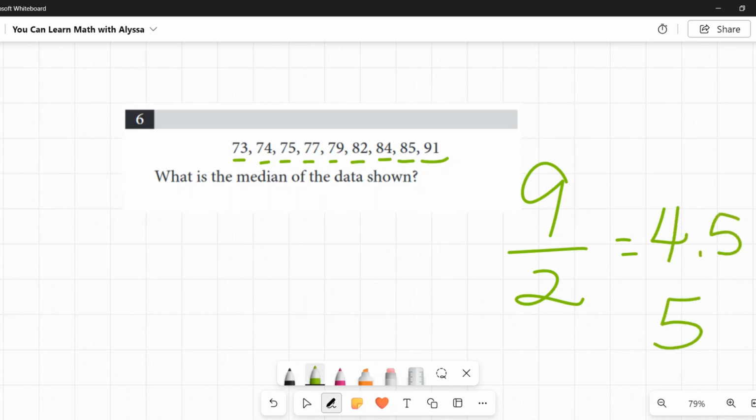So the fifth number is the one you want. So 1, 2, 3, 4, 5. There's the number right smack dab in the middle. 79 is the median of the data set.